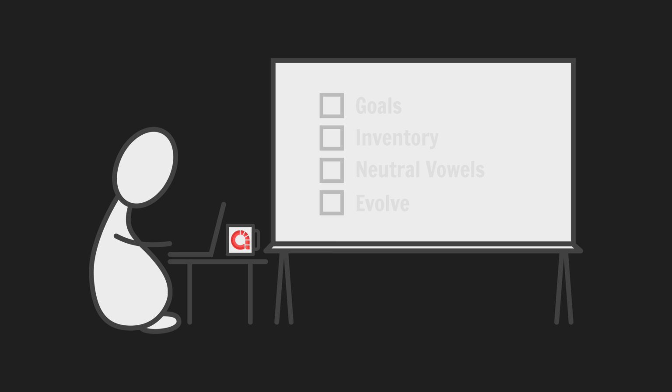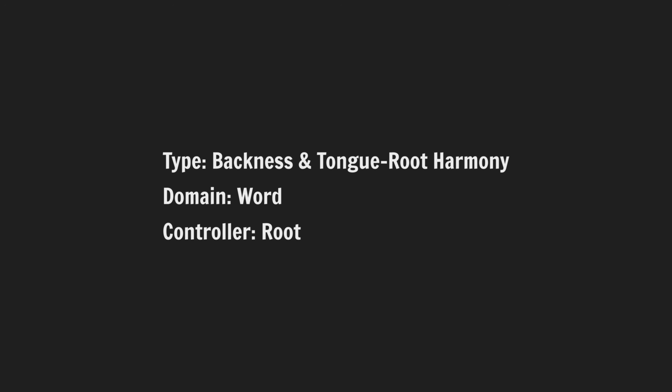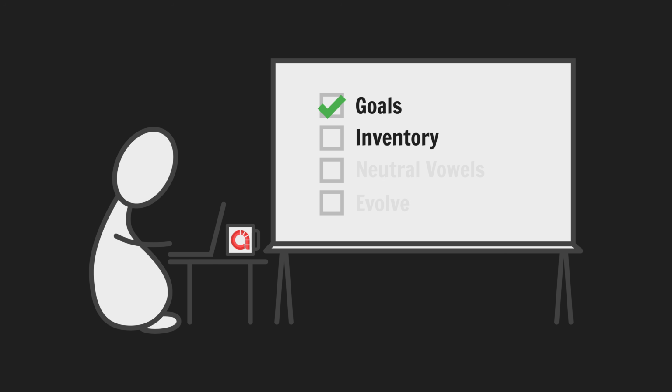Alright, now let's create a complex system, complete with as many bells and whistles as possible. Step 1, goals. This time I'll go for backness and tongue root harmony, and again, as I recommend, word domain and root control. Step 2, inventory.